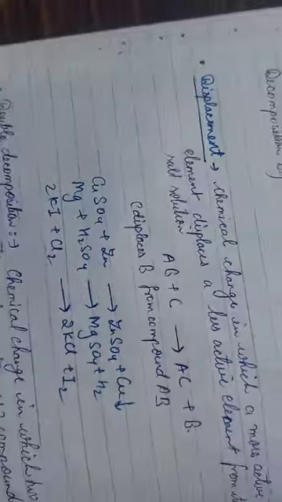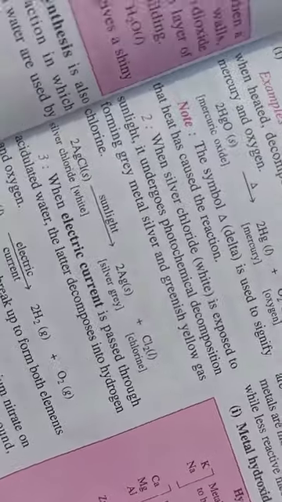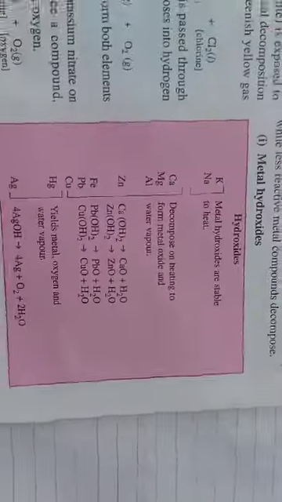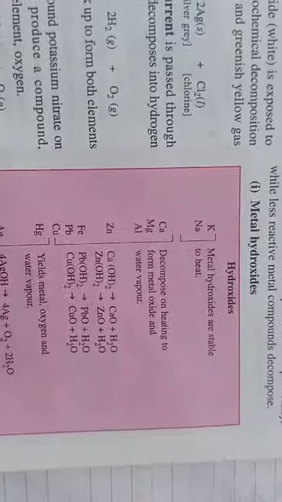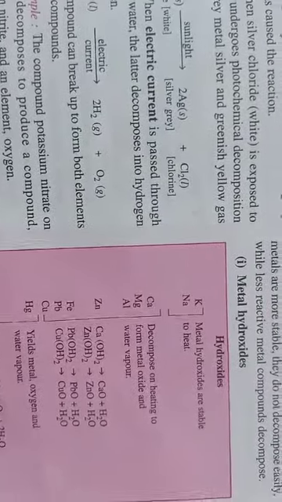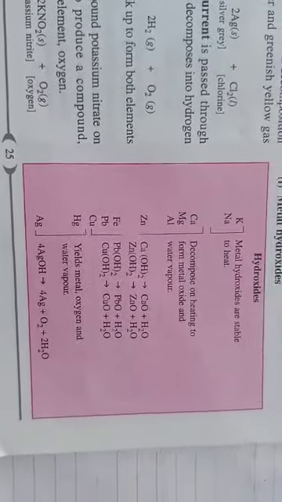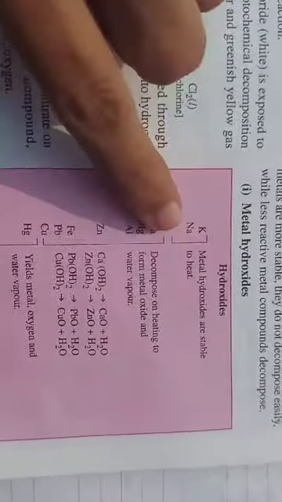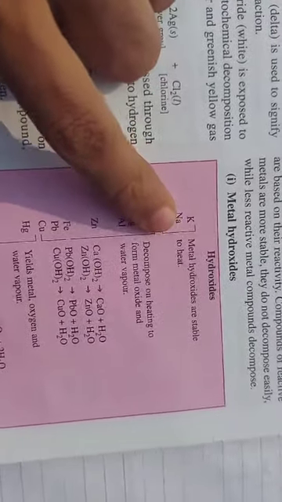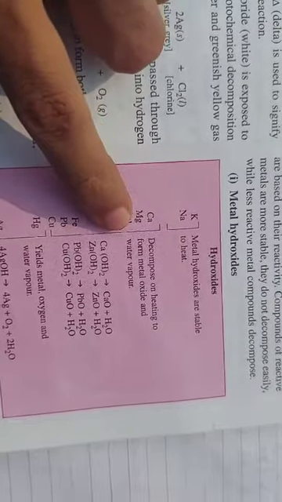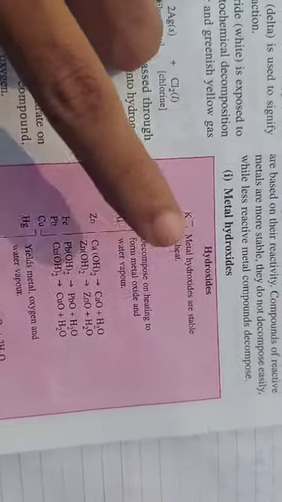What we understand by displacement here: see, a few more charts are also given regarding the decomposition reaction. The decomposition of compounds of metals by heat is based on their reactivity. For potassium and sodium, the metal hydroxide is stable to heat. Calcium, magnesium and aluminum hydroxides decompose on heating, forming metal oxide and water vapor.